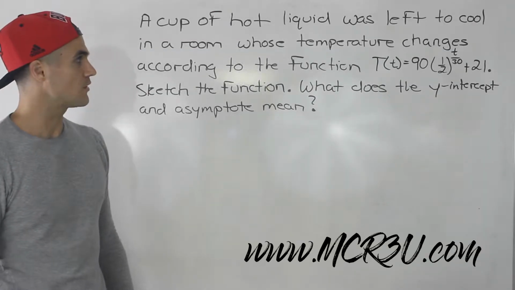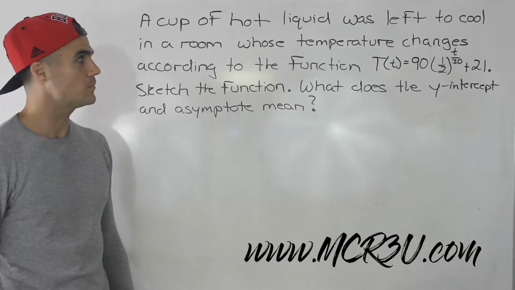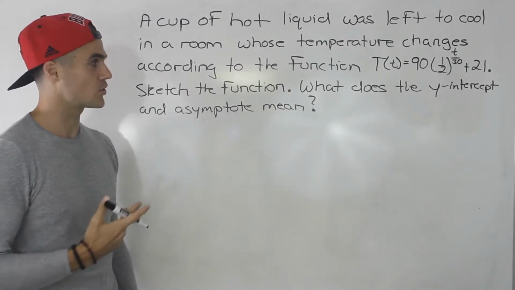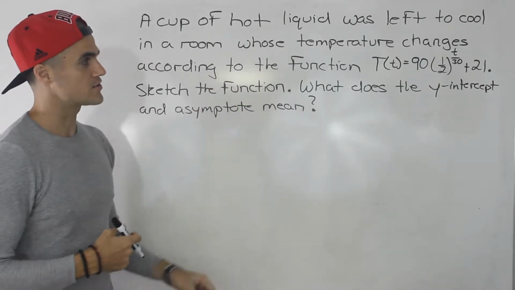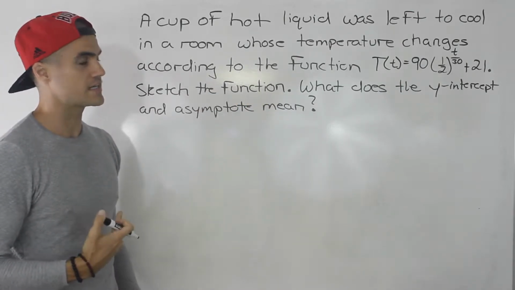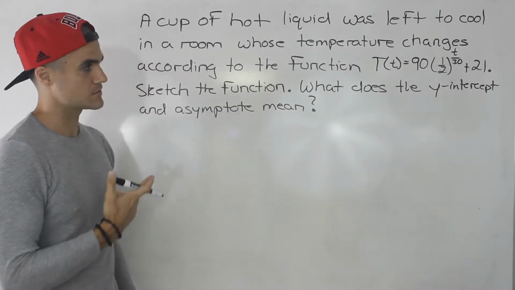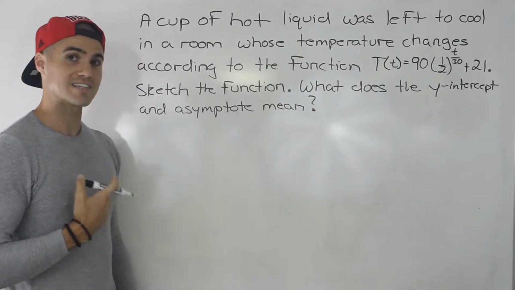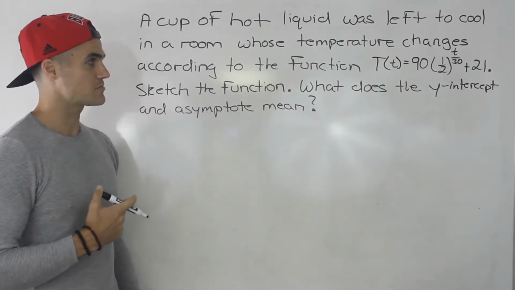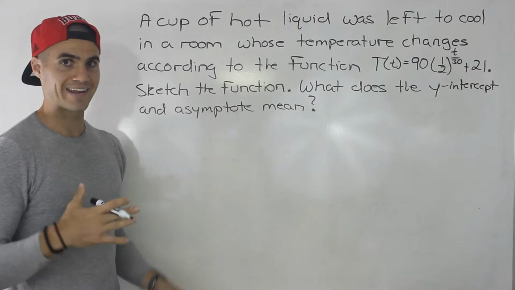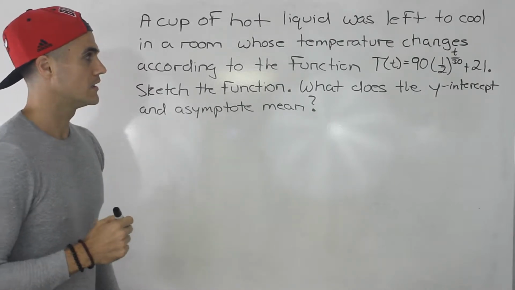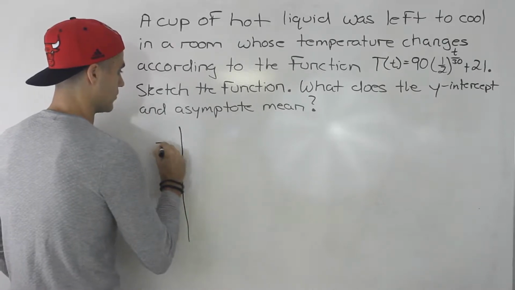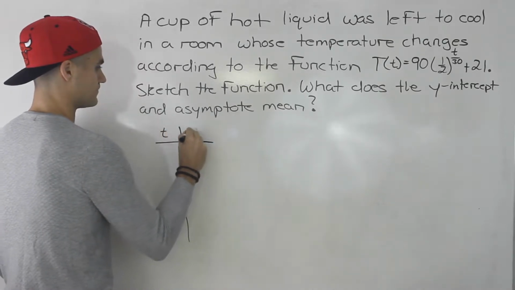Patrick here, moving on to another word problem on the test. A cup of hot liquid was left to cool in a room whose temperature changes according to that function. The temperature as a function of t, let's say t is minutes, is equal to 90 times 1 over 2 to the power of t over 30, plus 21. We have to sketch the function, and then explain what the y-intercept and asymptote mean in this context. So to sketch this function, I'm going to just make a table of values.